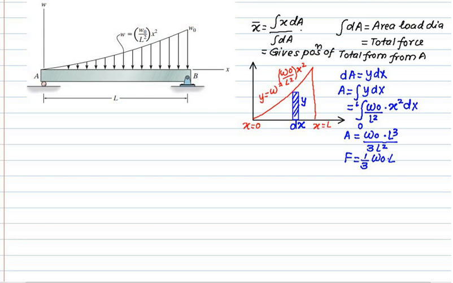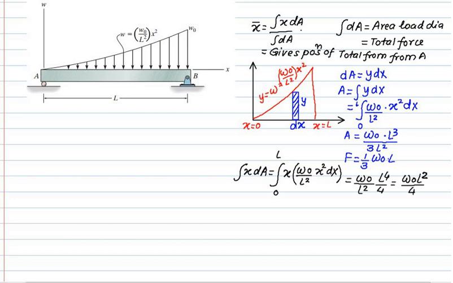Let's calculate only integral x dA. It is equal to x multiplied by w0 by L square x square dx. Integration is correct. Limit is from 0 to L. So integration will give you w0 by L square, L to the power 4 by 4. Final answer is w0 L square by 4. Now can we locate the centroid of this geometry? So we'll use the basic definition of x bar. By definition, x bar is integral x dA upon integral dA, equal to w0 L square by 4 upon w0 L by 3. The final answer is 3 by 4 L.